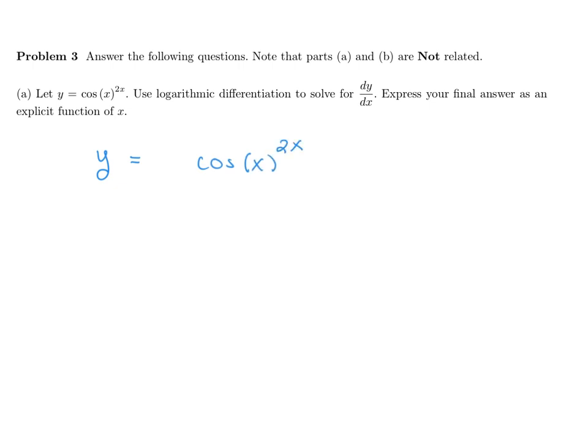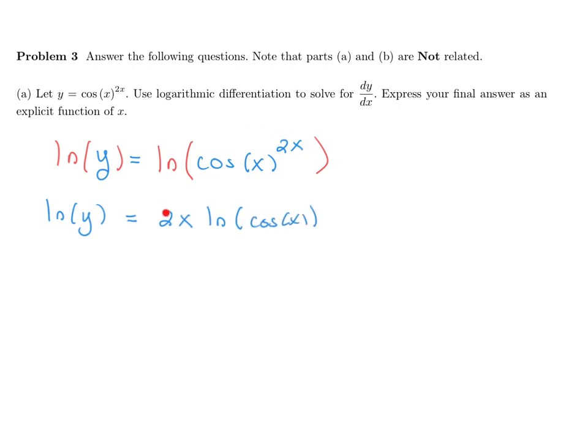The step I'm going to first do if I'm using logarithmic differentiation is to take the natural log of both sides of this equation. The equality still holds. What I'll do now is take the derivative of this side and set those equal to each other. I will, however, first do the following. There's a property of logarithms that says if you have a log of something to a power, you can bring that power down front, which I'll put right here. Rewriting the whole expression, we have the natural log of y. It's really equal to 2x times the natural log of cosine of x.